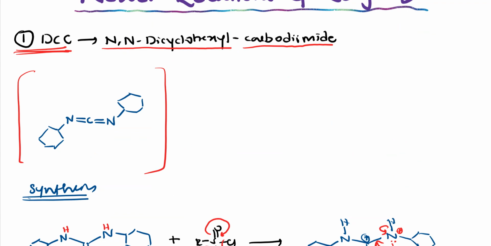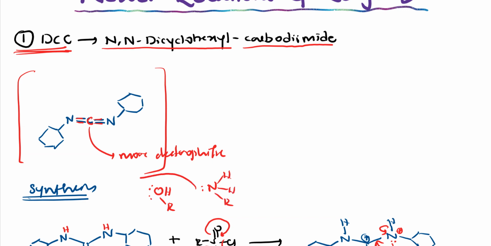You can see that this carbon is attached to two nitrogens, which are more electronegative, because of which this carbon acts as more electrophilic. If I have an alcohol, OHR, or if I have amines, these can easily attack this carbon, because this carbon is more electropositive because of the nitrogen, so this bond will break and go to nitrogen. When we come to the reaction, you can see it there.